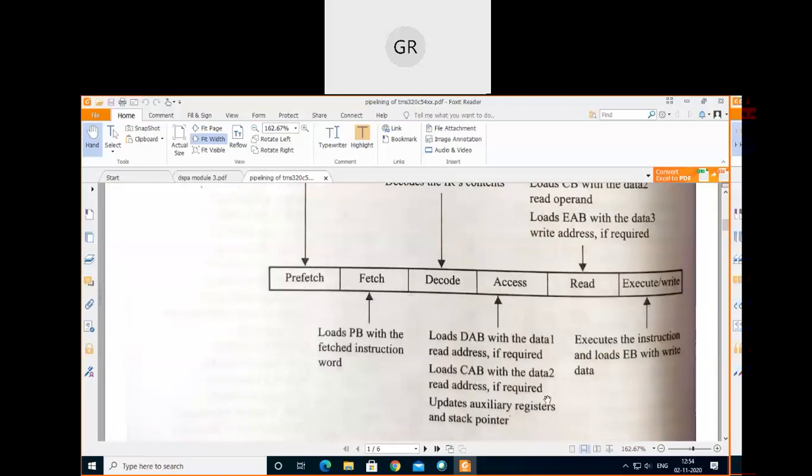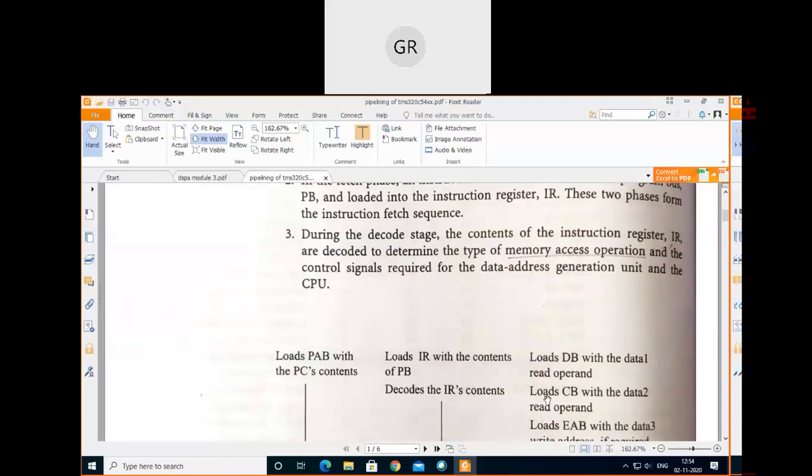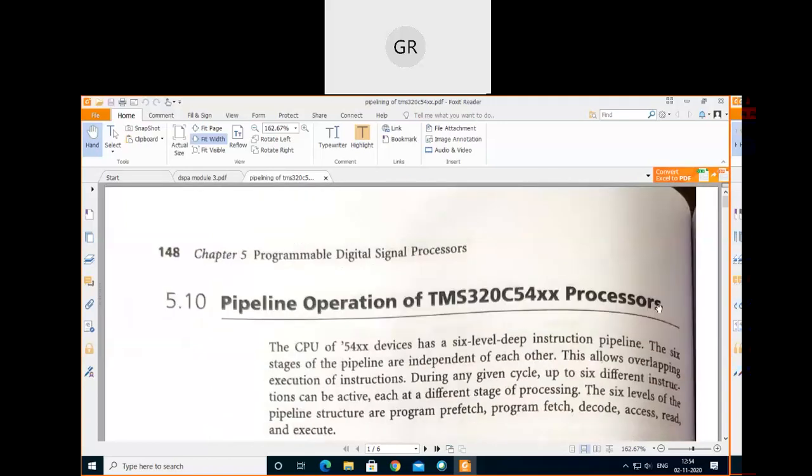Briefly explain the pipelining operation of the TMS320C54xx processor. Okay, please go through that.